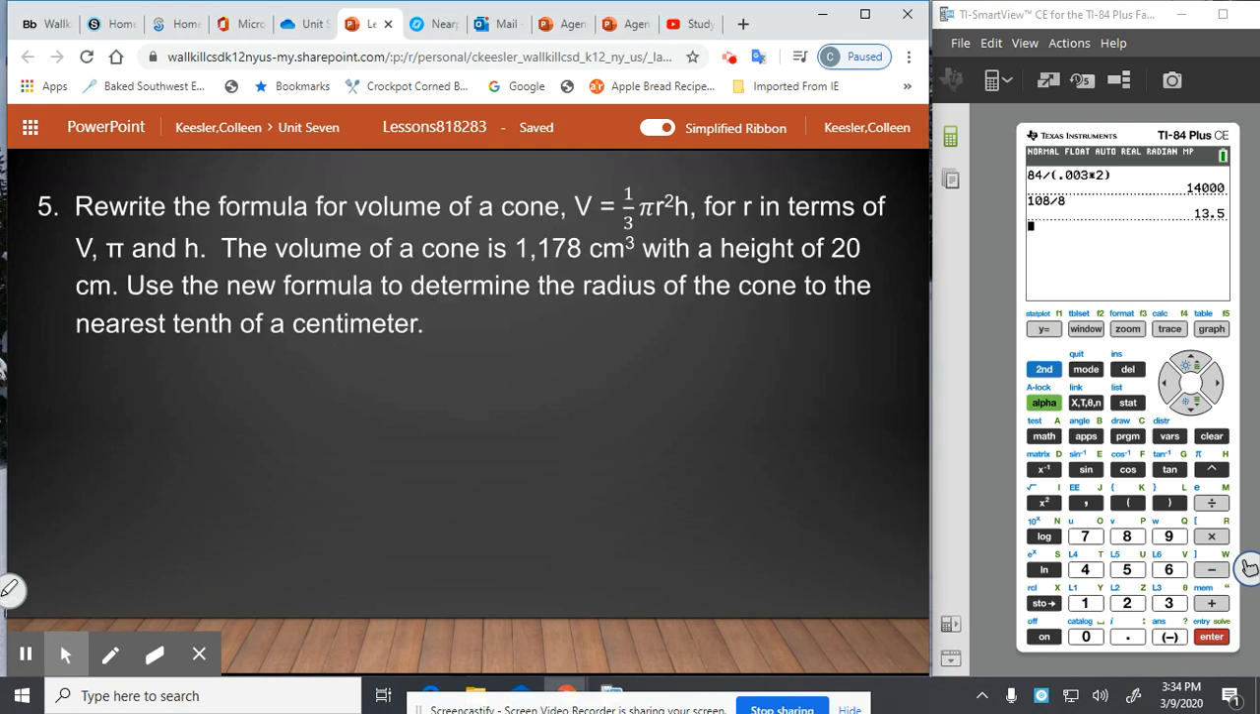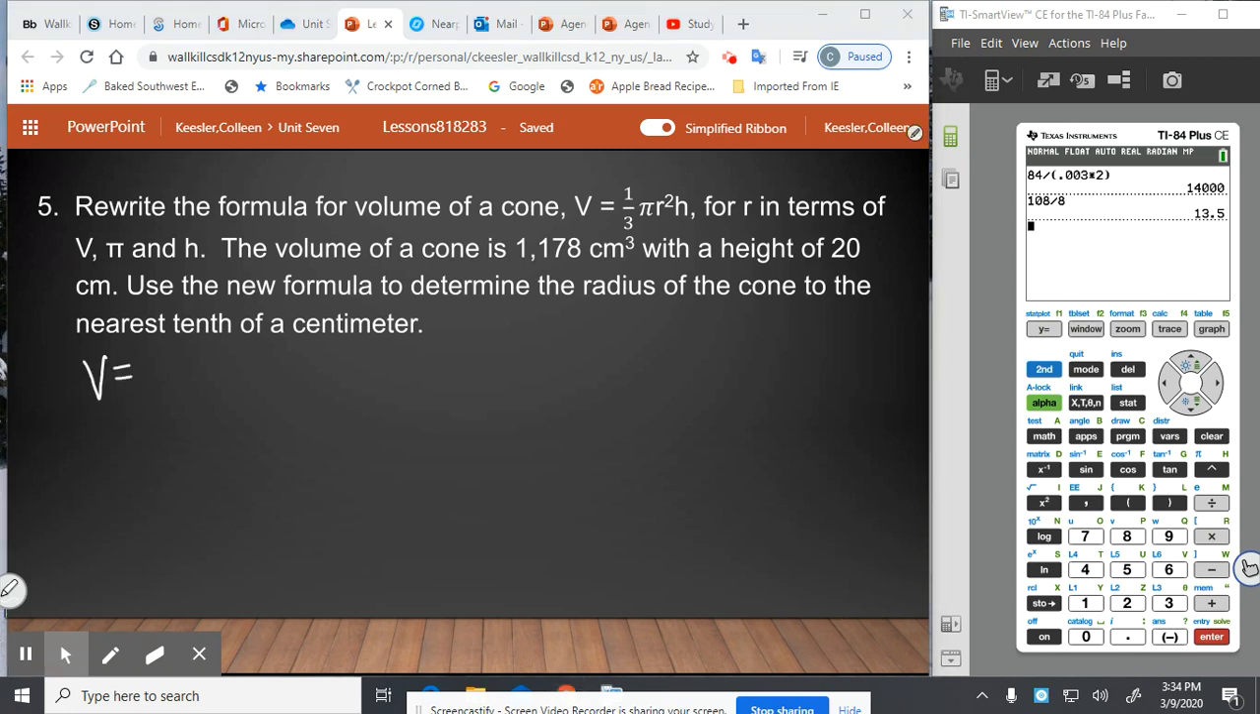Number 5, rewrite the formula for volume of a cone, V equals 1/3 pi r squared h, for r in terms of V, pi, and h. The volume of a cone is 1,178 cubic centimeters with a height of 20 centimeters. Use the new formula to determine the radius of the cone to the nearest tenth of a centimeter.